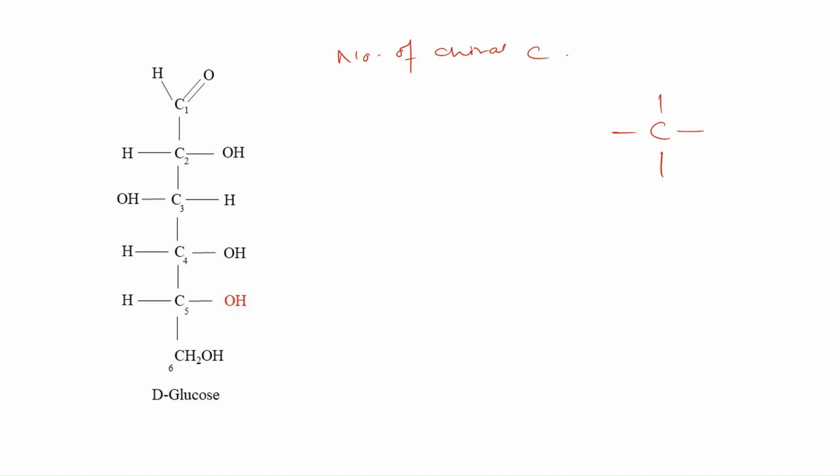Carbon can form 4 bonds. So if carbon is bonded with all different atoms or groups of atoms, then that carbon is known as a chiral carbon. Now, for glucose, how many chiral carbons does it contain? Total number of carbons?